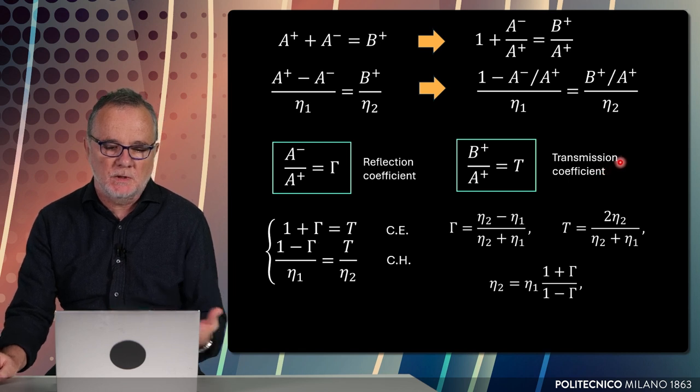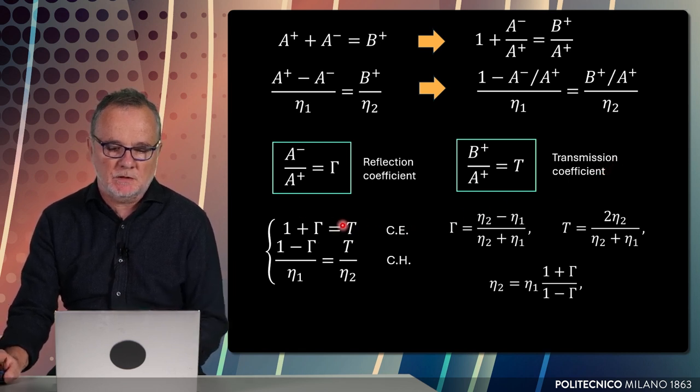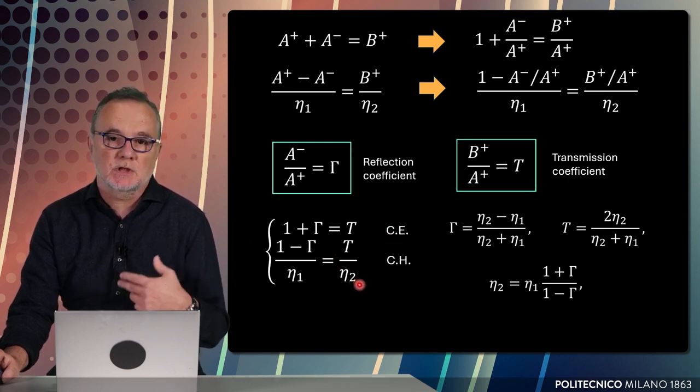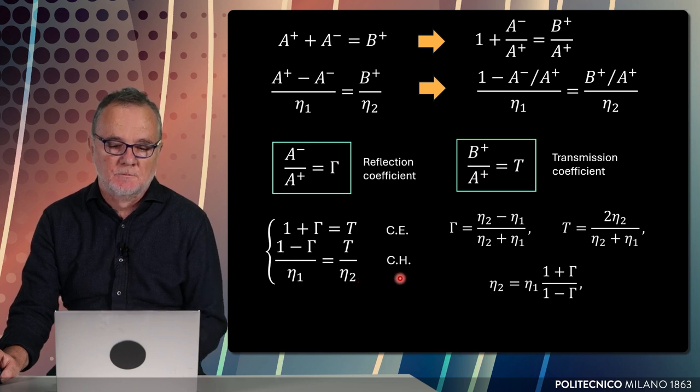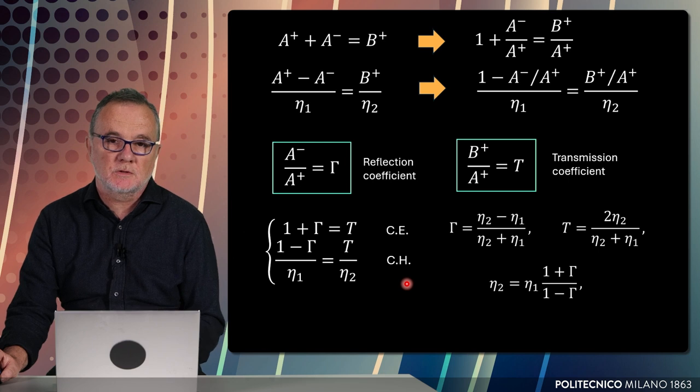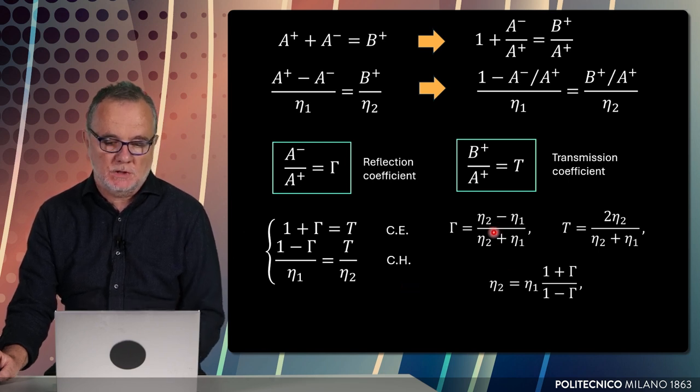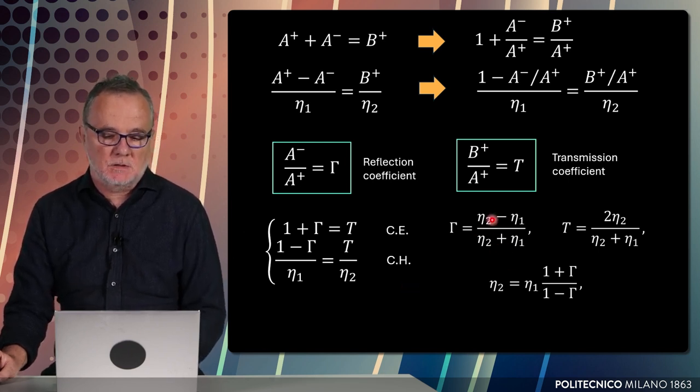Therefore, the two equations that represent the continuity of the electric field and the continuity of magnetic field can be written as 1 plus gamma equals T, continuity of electric field, and 1 minus gamma over eta 1 equals T over eta 2, which is the continuity of magnetic field. Two equations with two unknowns, so we can solve for gamma and T. The solution is shown here. Gamma is eta 2 minus eta 1 divided by the sum, and T is 2 eta 2 divided by the sum.